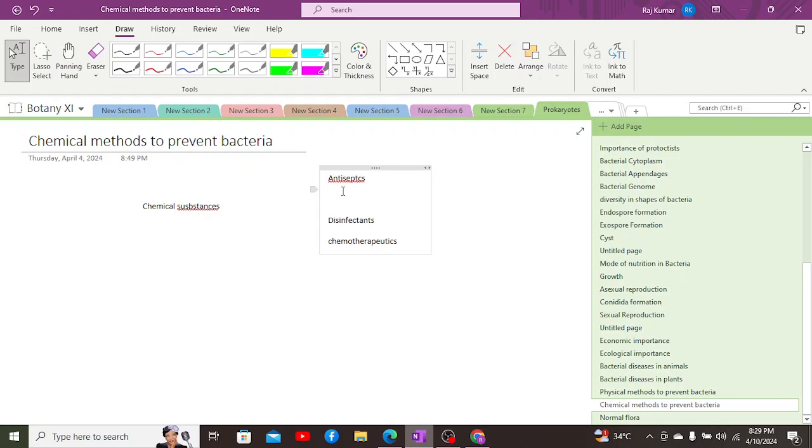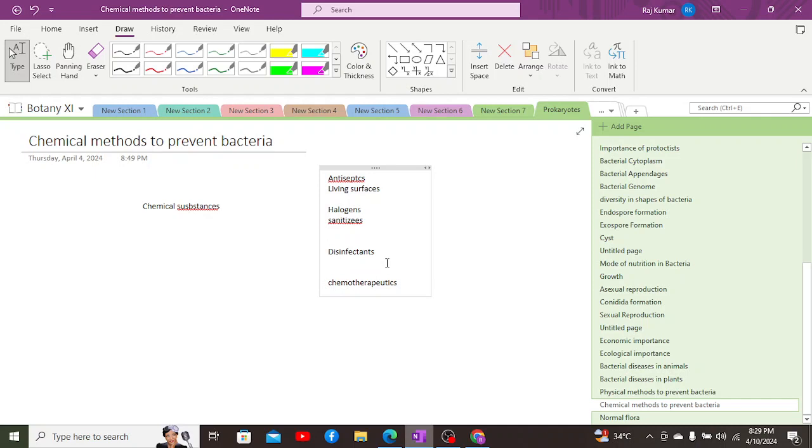When it comes to antiseptics, what is meant by antiseptics? Antiseptics are those chemical substances which are utilized on living surfaces, not in the living surfaces, but on the living surfaces. Several antiseptics are available, with examples including halogens, sanitizers, soaps, and detergents. All of these are examples of antiseptics utilized on living surfaces in order to sterilize them.